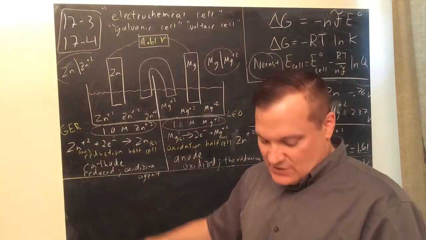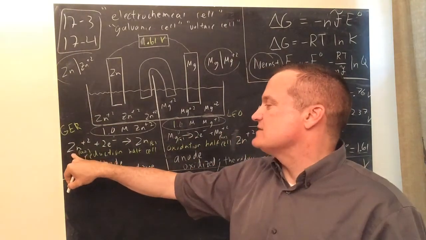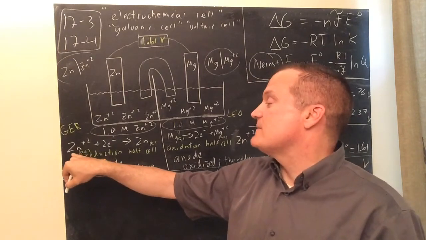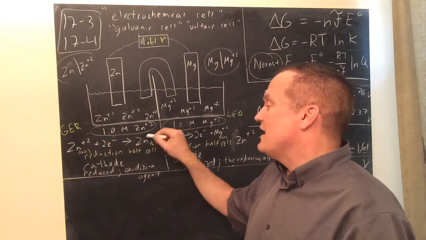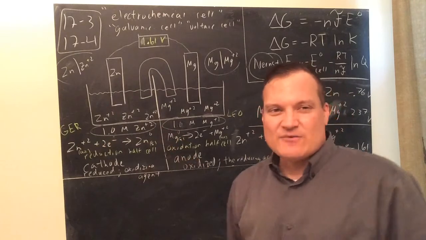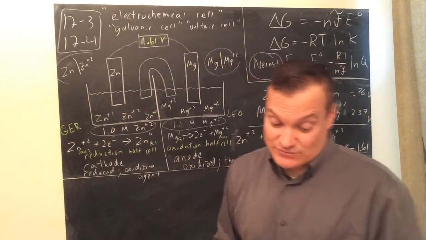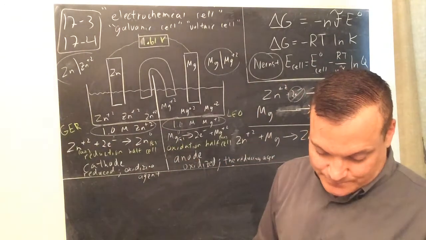All right, which one is reduced? It would be zinc plus 2 because its charge changes from positive 2 down to 0. It decreases. Remember, the one that is reduced, its charge is reduced. That's an easier way to remember it.